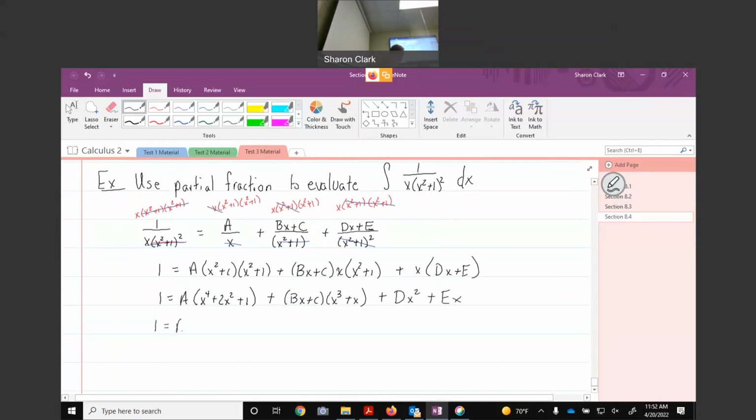1 equals a x to the fourth plus 2a x squared plus a plus b x to the fourth plus b x squared plus c x to the third plus cx plus dx squared plus dx. So what I did is I said bx times x cubed, dx times x, dx, c times x cubed, c times x. These are the hard ones.